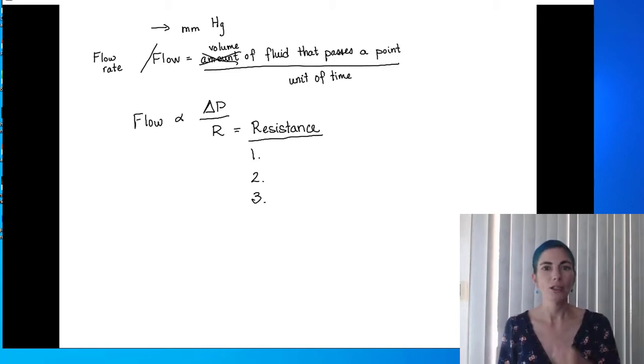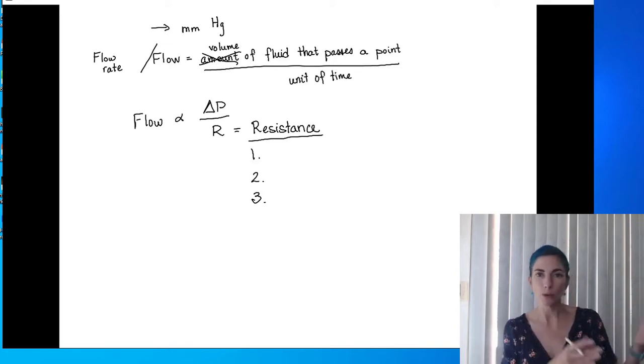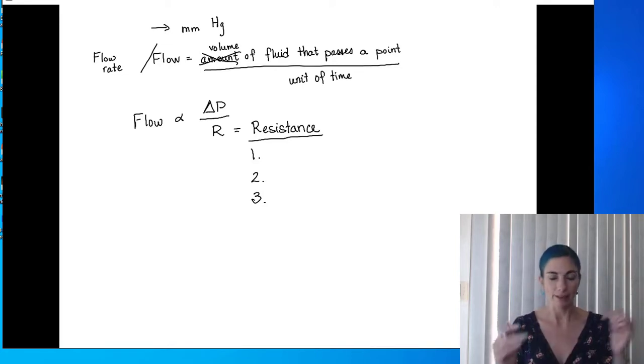mouth. So diameter of a blood vessel is actually the number one driver of resistance in the cardiovascular system. The smaller the diameter, the more resistance you're going to encounter, which is going to reduce the flow through that vessel.